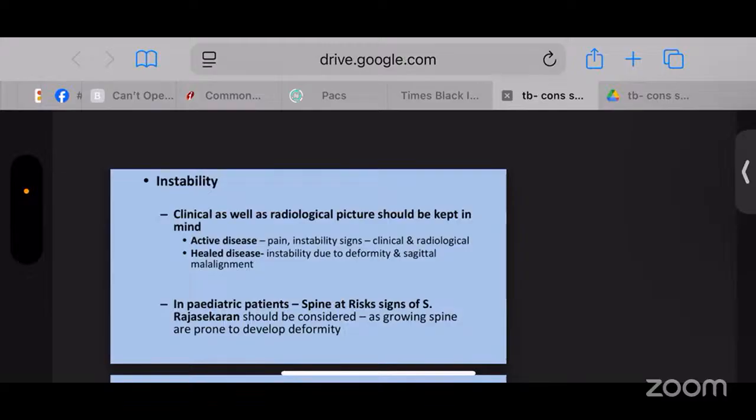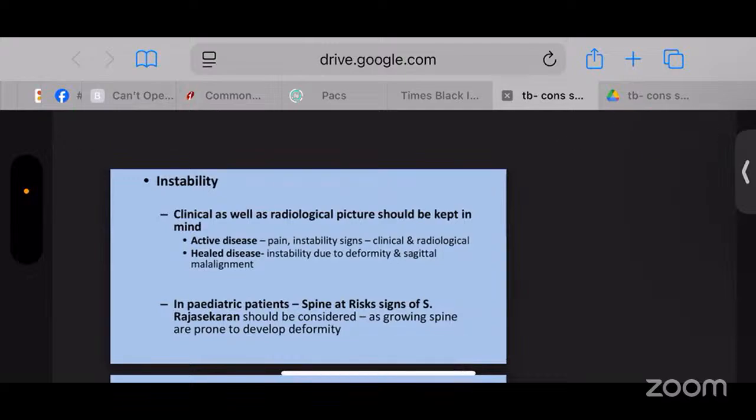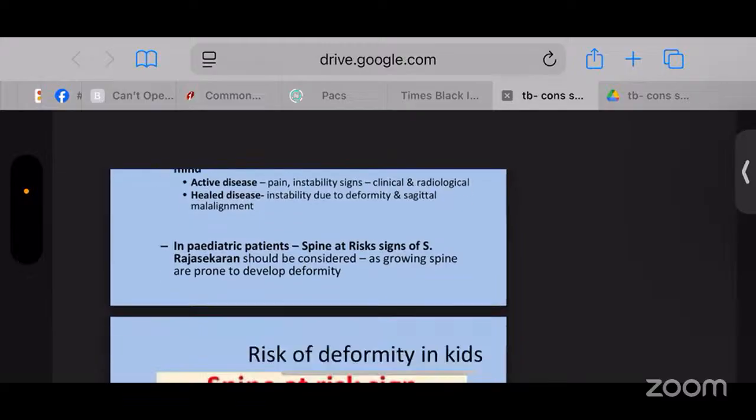In healed cases, we should check out the deformity. How is the sagittal alignment? How is the coronal alignment? Whether that is impinging upon the normal gait, the normal stance of the patient. If it's interfering, then that's the reason for the patient to have pain, and that's the instability in a healed lesion, which warrants surgical intervention.